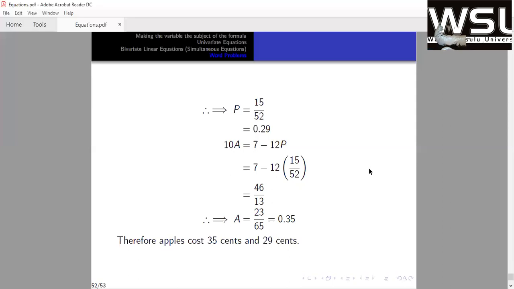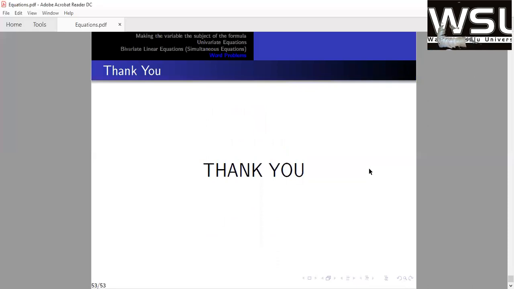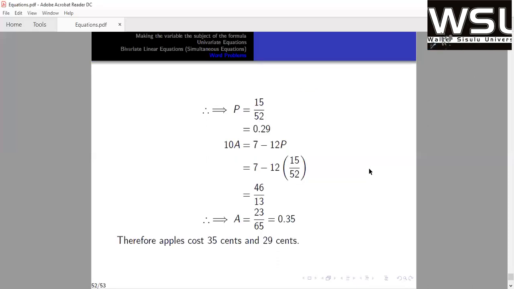And then after you've done all that, you convert your mathematics into a word answer or a word solution, which you will state in words. Therefore, apples are 35 cents, or you can say 0.35 rands if you prefer, and pears are 29 cents, or 0.29, because we said our values are put in rands.